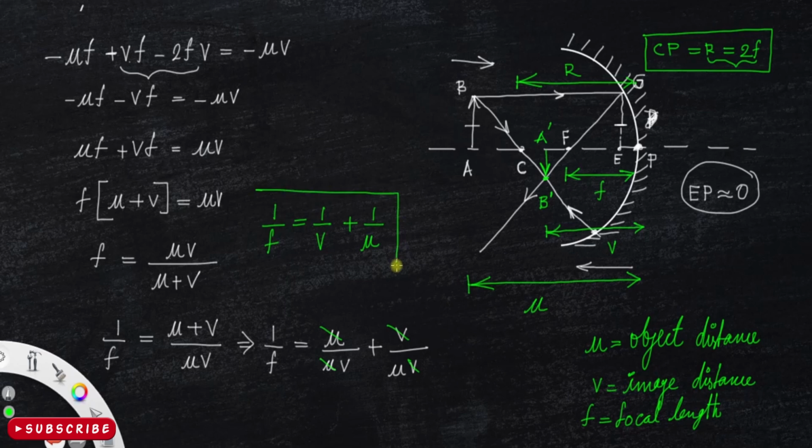So this is the mirror formula of a concave mirror when a real image is formed. See, it does not depend on whether the image is real or virtual. The mirror equation is always 1 by F is equal to 1 by V plus 1 by U. And in the next video, we can derive the same formula for the concave mirror when a virtual image is formed. Clear?